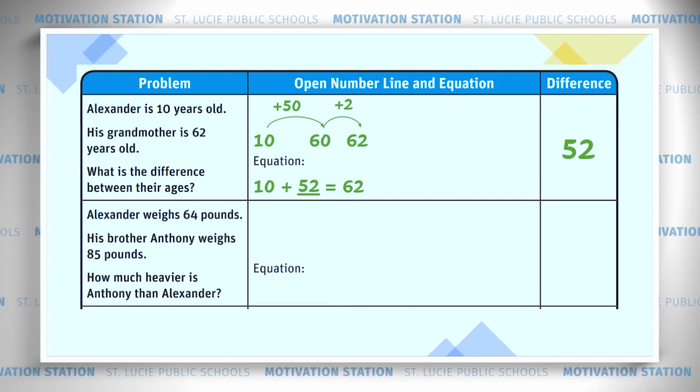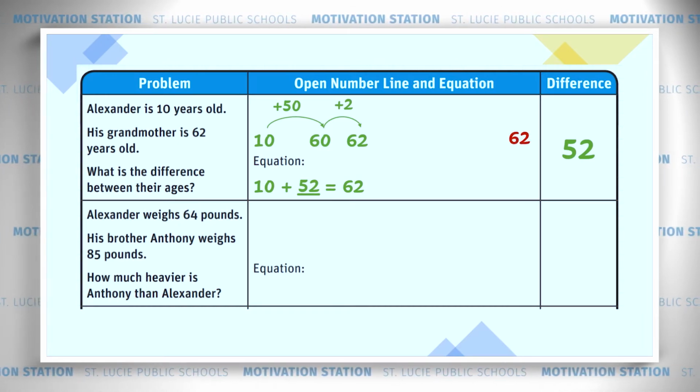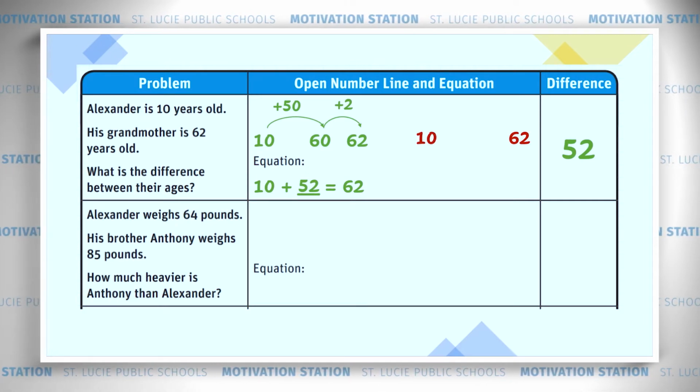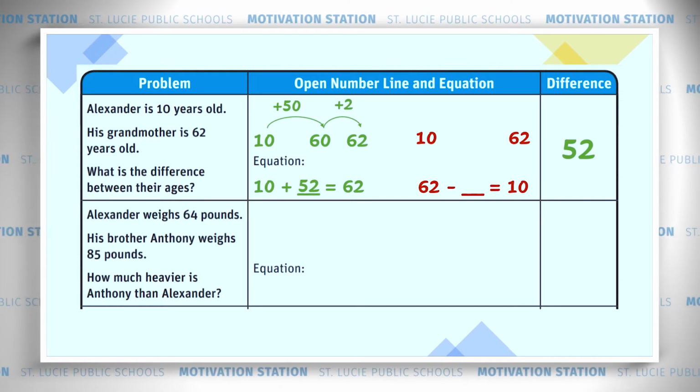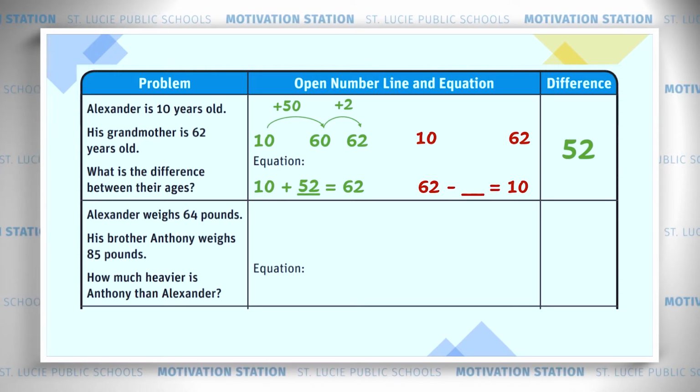Now we can show it with subtraction. For subtraction, I start with my high number, 62, and I'm going to end with my low number, 10. My equation will be 62 minus blank equals 10.